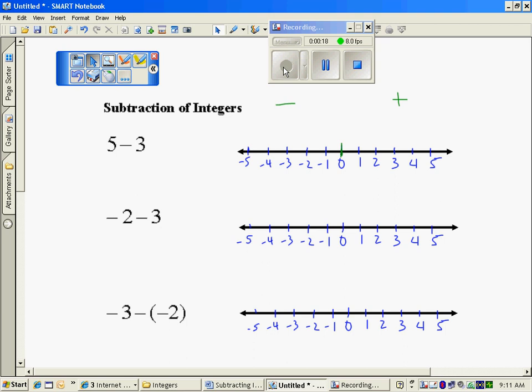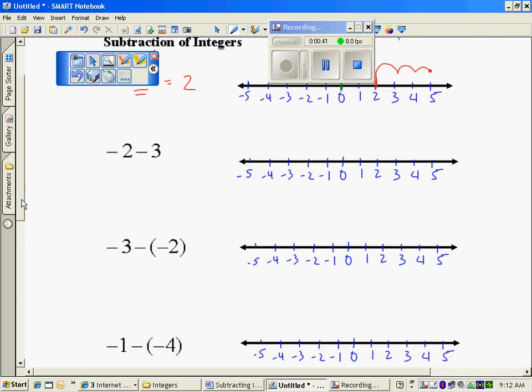So in the first problem, we're going to start at 5 on the number line. And this negative sign here tells me to go to the left 3 units. 1, 2, 3. I end up at 2. If we think of this in terms of money, I have $5 and I spend $3, so I end up with 2.